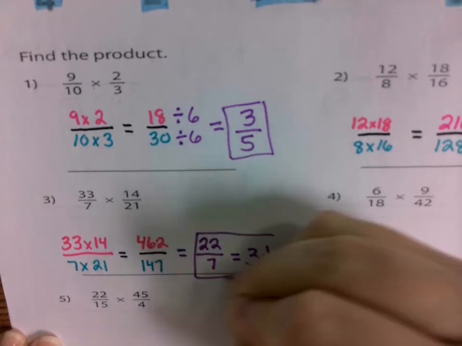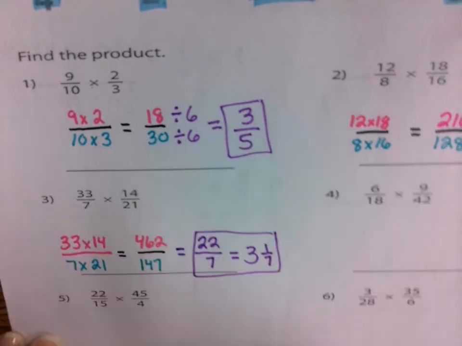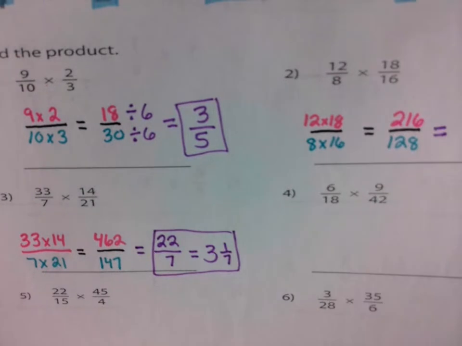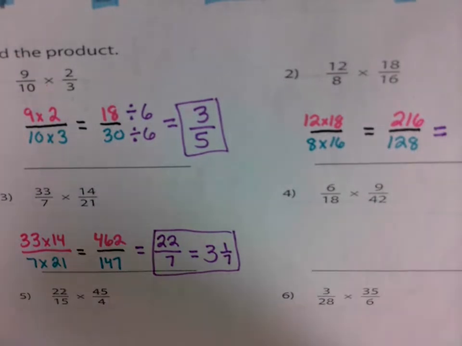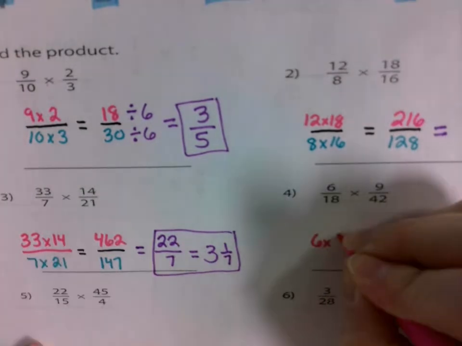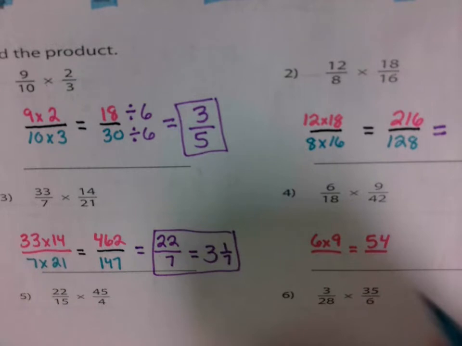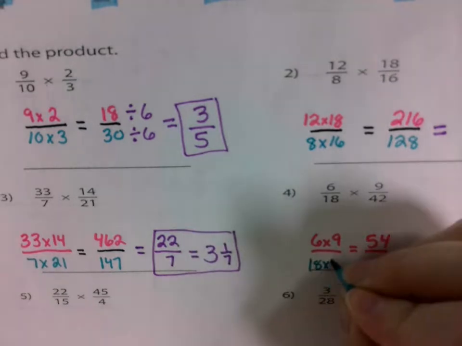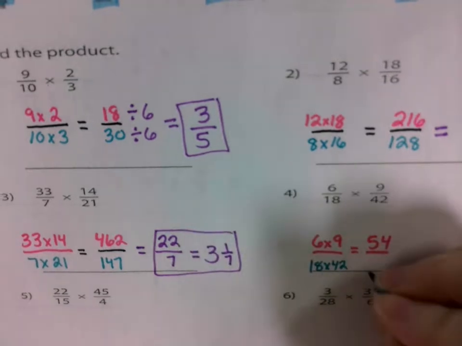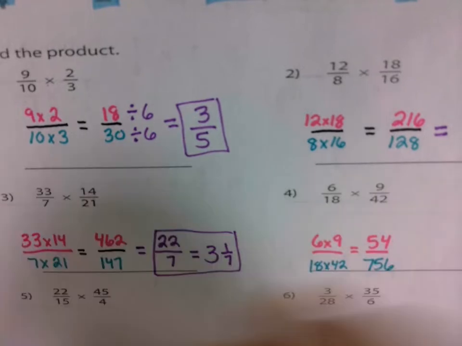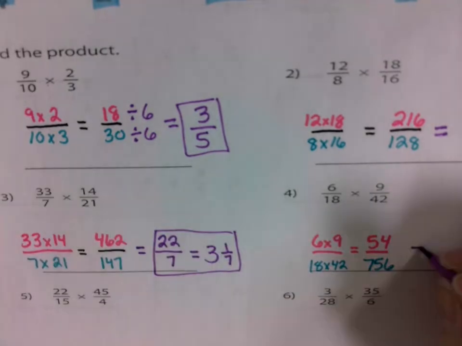Okay, problem number 4. You should have done 6 times 9, which is going to come out to 54. Then you would have done 18 times 42, and that's going to come out to 756. And then when you simplify it, it comes out to 1 over 14. So you should have gotten 1 over 14 in problem number 4.